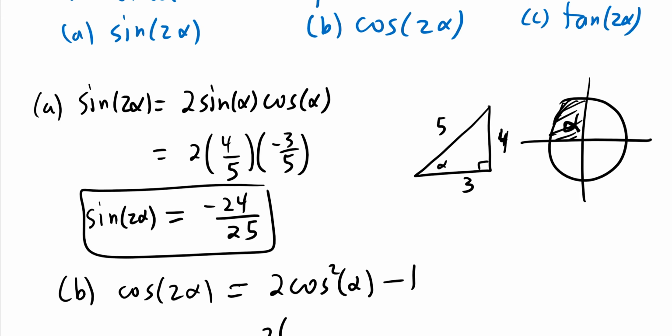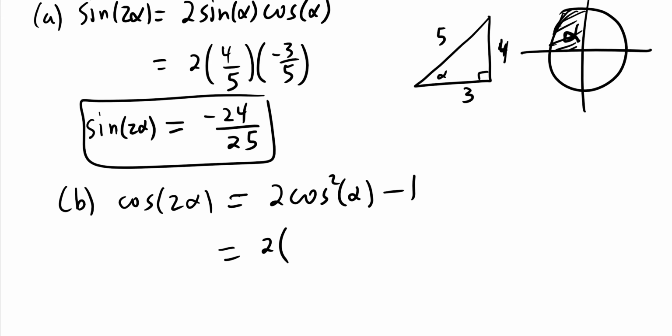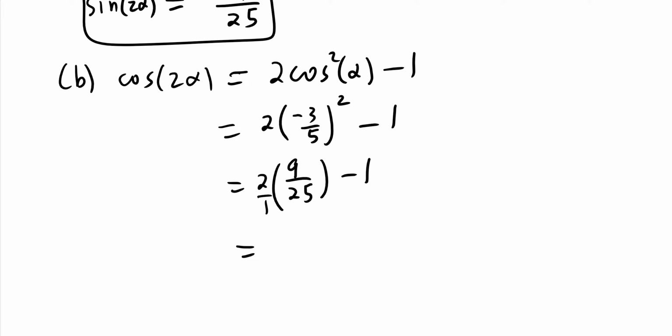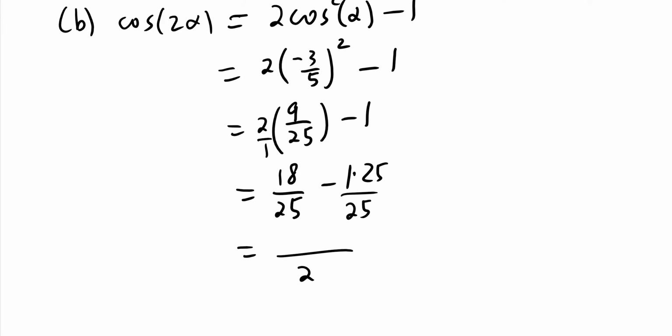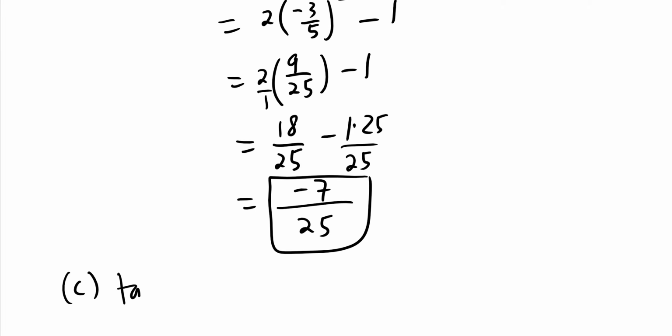Cosine alpha was given to us as negative 3/5. So 2 times negative 3 over 5 squared, minus 1. By order of operations, we first do the exponents, 9 over 25. Multiply, you get 18 over 25 minus 1. Common denominator 25: multiply top and bottom by 25. That gives us negative 7 over 25. That's cosine 2 alpha.